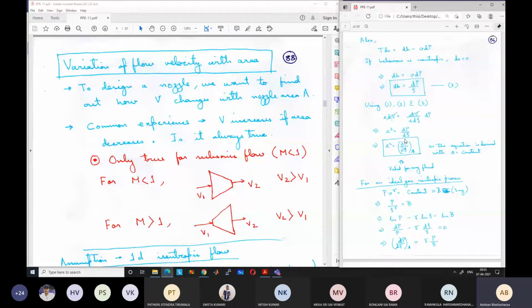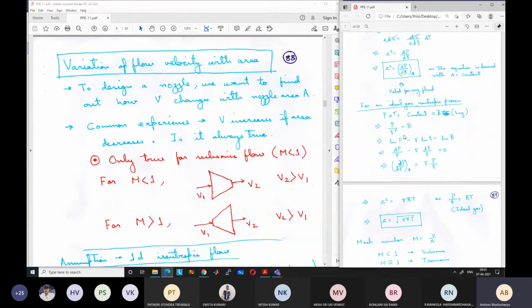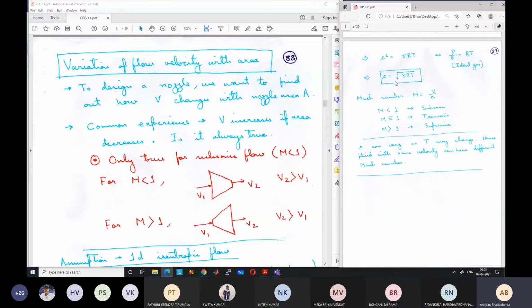So for example, if we consider air to be flowing through the nozzle or steam to be flowing through the nozzle, we can take the appropriate values of gamma and R and temperature for steam, and we can find out what is the speed of sound in steam. And then based on the speed of sound and the actual flow velocity, we can find out what is the Mach number.